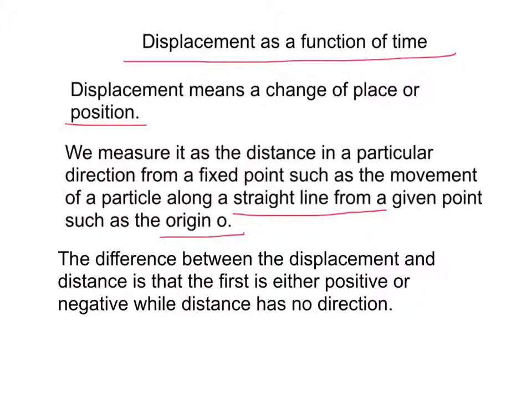Now, there's a difference between displacement and distance. The distance is always positive and has no direction. You are measuring distance from a point A to B. The displacement is different in that it has a direction. It could be negative or positive.